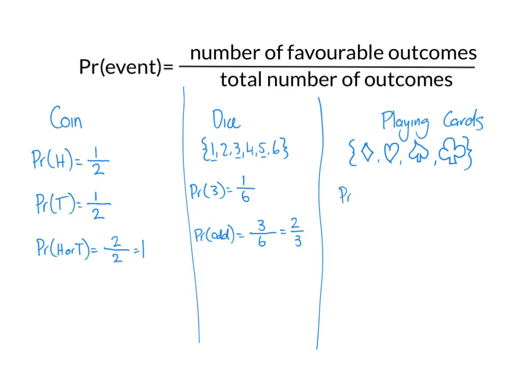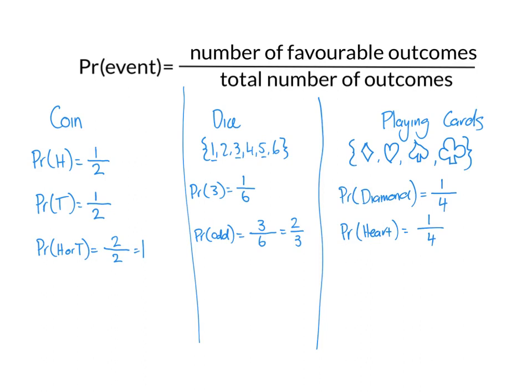So what's the probability that you would get a diamond? Well, there are 4 different possible outcomes, and only one of them is favourable. Only one of these is a diamond type. What about the probability that we would get a heart? Well, there are still 4 possible outcomes, and only one of those is a heart.